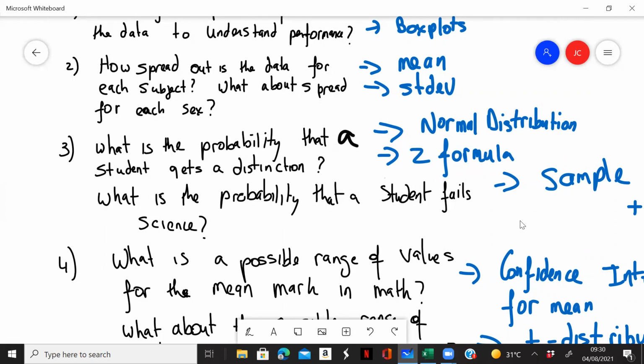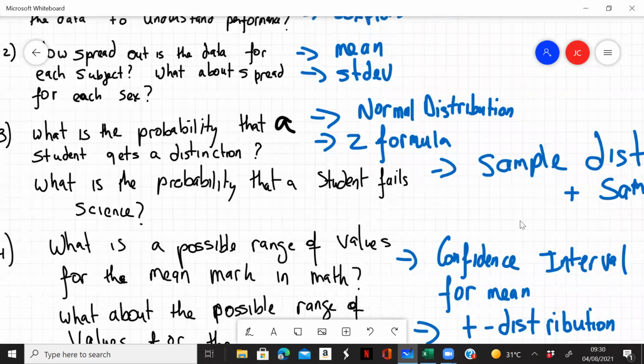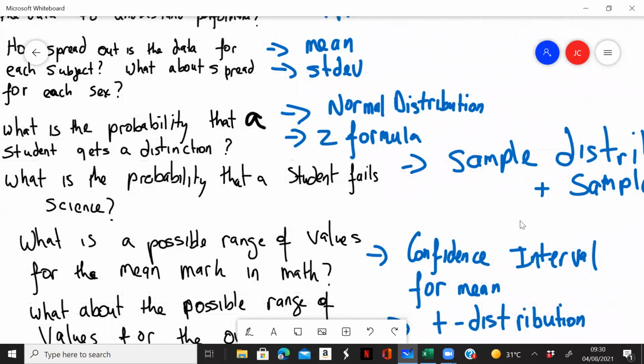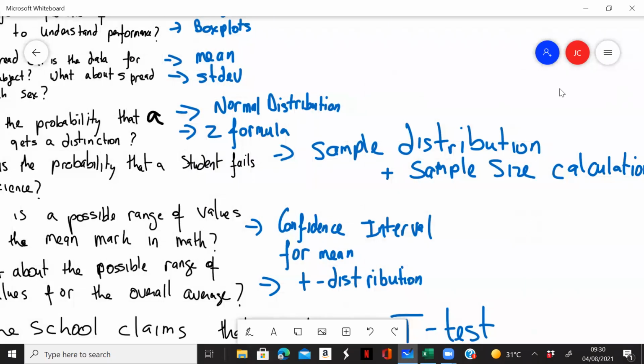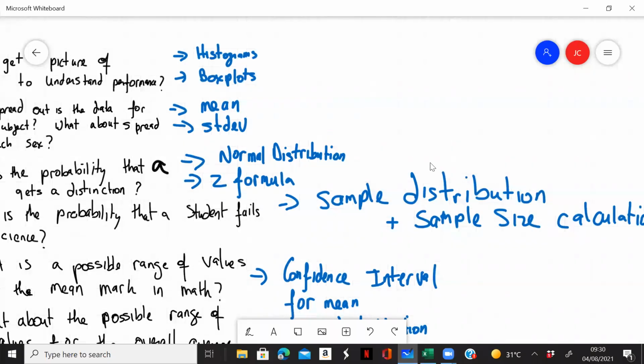Then we need to understand that in real life, you don't usually get the population data. We usually get sample data. So we have to understand a sample distribution. What's the difference between a sample distribution and the population distribution?